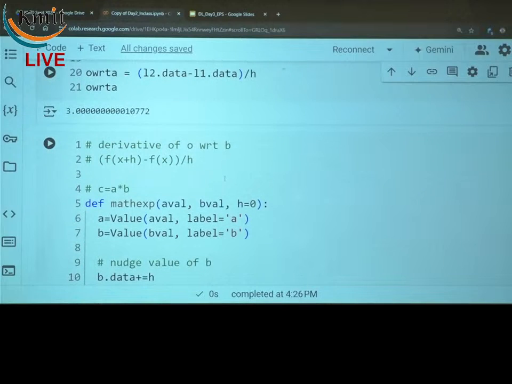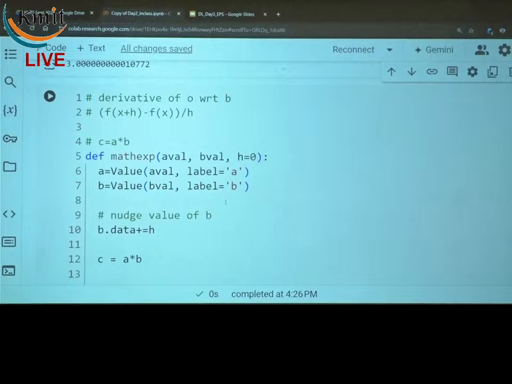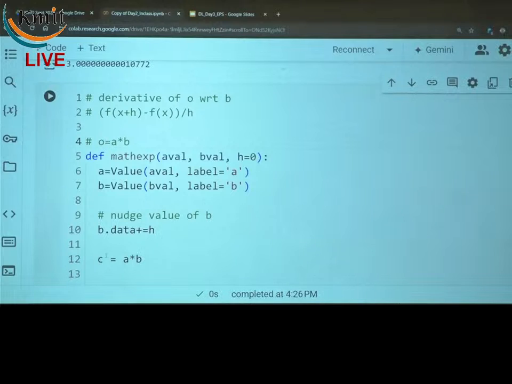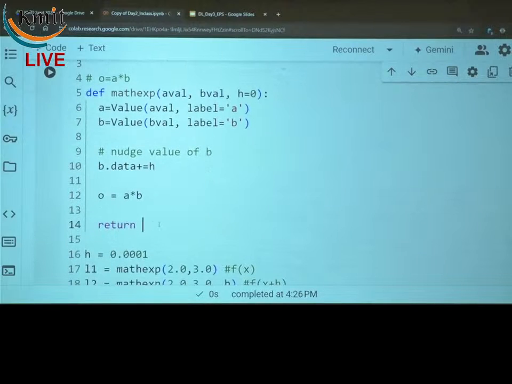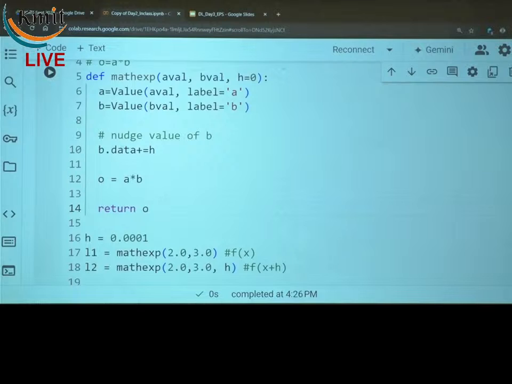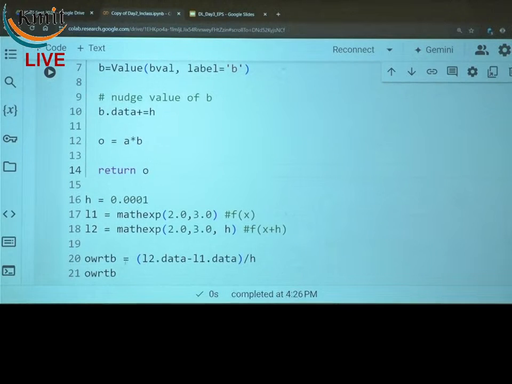Now coming to the last cell or the third cell, it is derivative of O with respect to B. Again, to simplify, I will replace this with O. This also with O. So it becomes clear to you. So nudging the value of B slightly here. And then I calculate derivative of O with respect to B. This is the third cell.